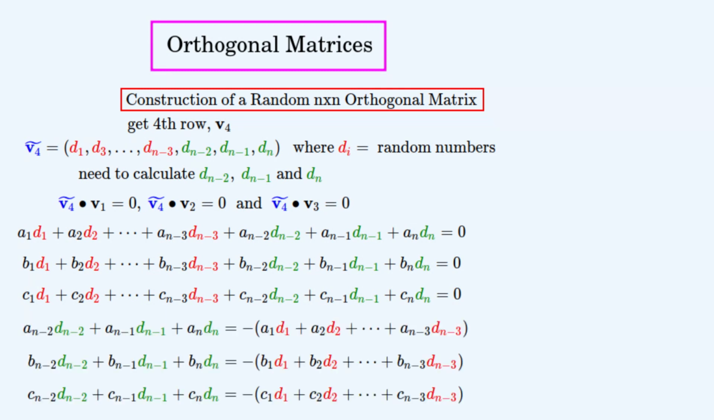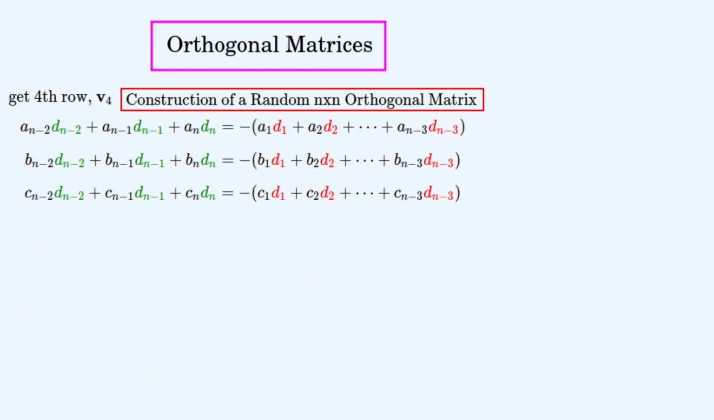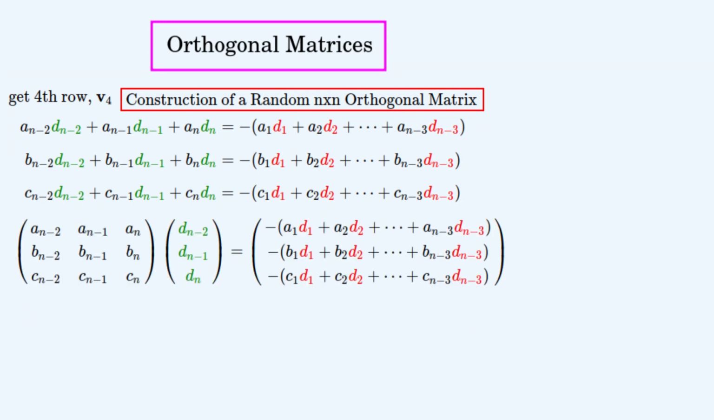Then we'll manipulate these 3 equations so that all of the green entries yet to be found are on one side, and all of the red entries that we've already found are on the other side. I'll just create more space on the screen here. We'll pack these 3 equations up into this matrix equation and solve for these 3 green variables.